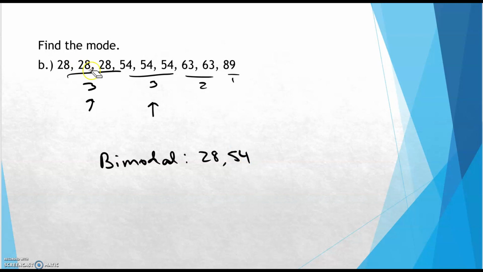Now if I added one number, say I added 63, well then the 28, the 54, and the 63 would have each occurred 3 times. Therefore, we'd have multimodal, and your answer would be 28, 54, and 63, because all 3 of them occur with the same greatest frequency. But for this one, it's bimodal, 28 and 54 is your final answer.